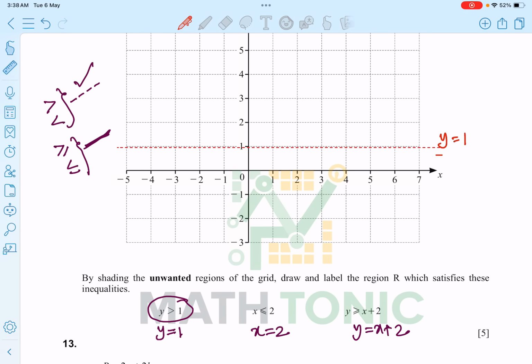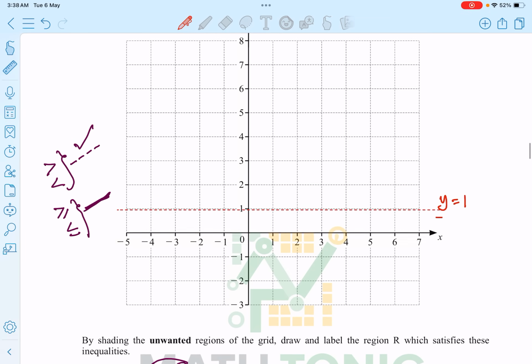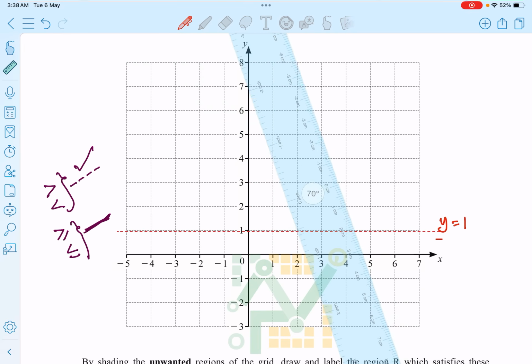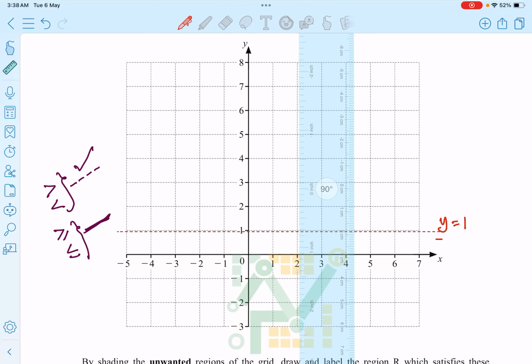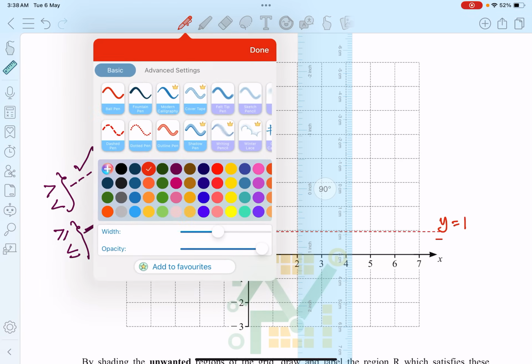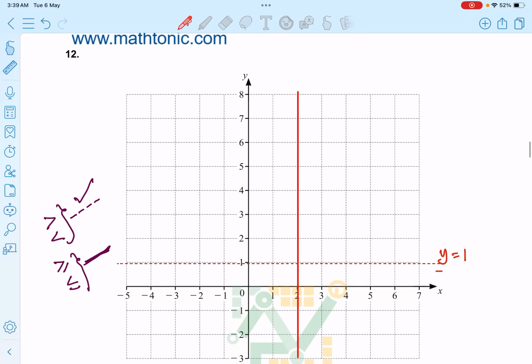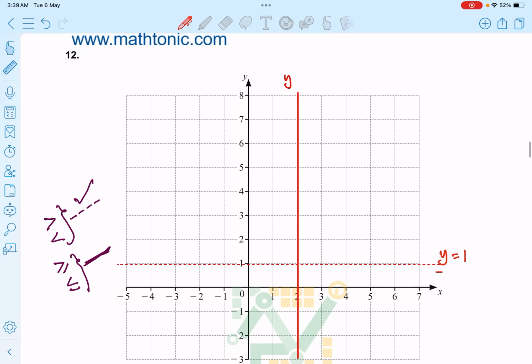Got it? Next part is x equals 2. X equals 2 is which line? This one, right? X equals 2. But if you see, it is given that x is less than or equal to 2, so I have to go for a solid line. Okay, so this will be a solid line. Can you see this? Right, now let me write down that this is given x equals 2.